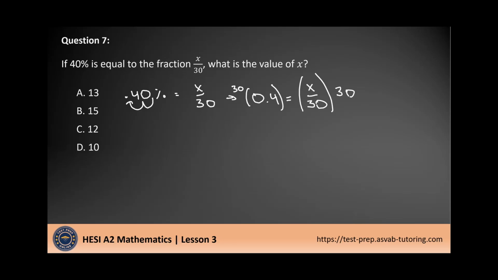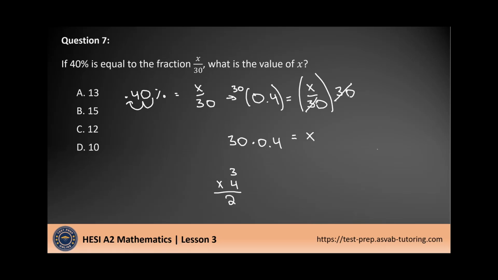If we're dividing x by 30 and then multiplying by 30, we end up with just x. Those are going to cancel out because multiplication and division will always undo each other. So here we're left with x. And on this side we have 30 times 0.4. Okay, same trick as before. Ignore the 0, ignore the decimal. We're going to do 3 times 4.